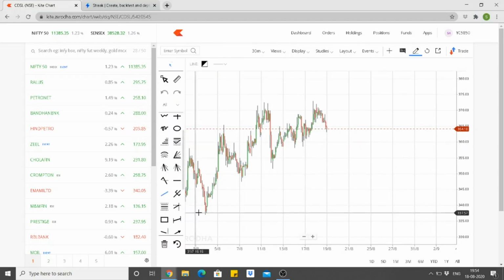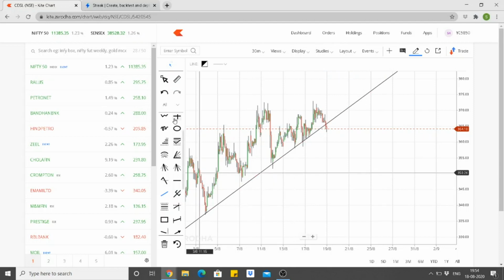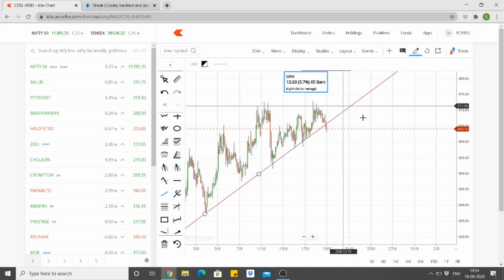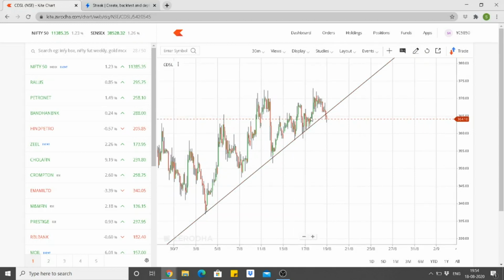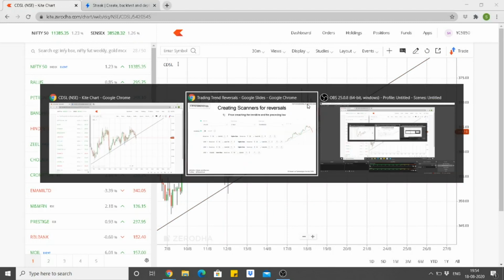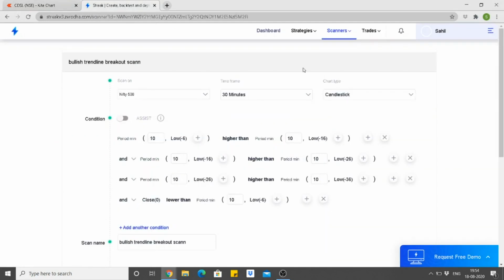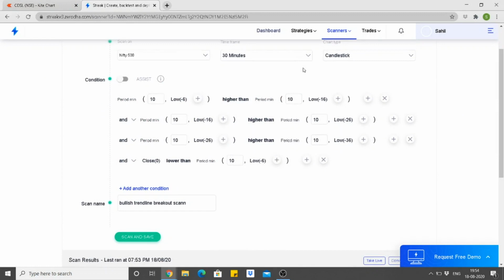Let me draw the trend line to make it a little bit more clear for you. Here I will try to create the trend line by joining the maximum number of lows. That is how you create a valid trend line. And over here we can see that the price has very recently broken down the uptrend line. So this is how the scanner can help us spot such opportunities in the market. And in fact, we can also make the most of these opportunities.